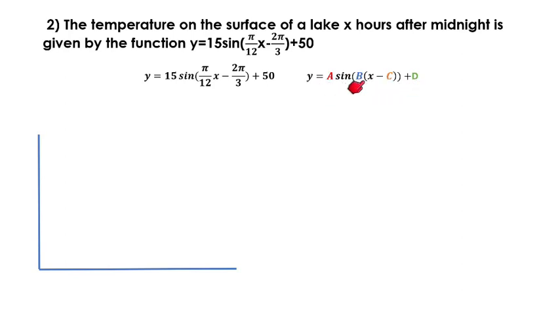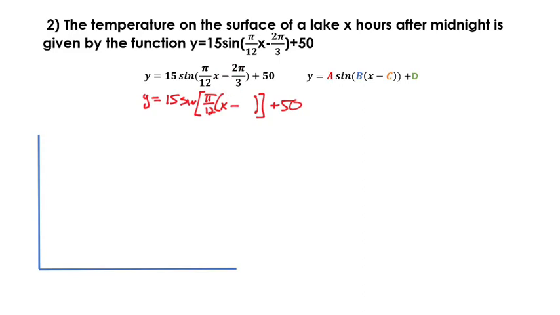Meaning I need to factor the b out of these two terms. I need to divide by pi over 12 here, and I need to divide by pi over 12 here. Well, what that's going to become, and I'll do some aside work right here, y equals 15 sine. Well, I'm going to factor out pi over 12 x minus, but we've got to figure out how to factor pi over 12 out of 2 pi over 3.